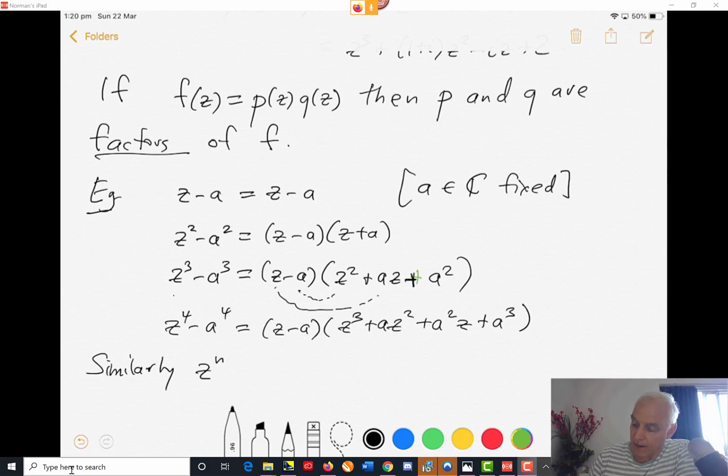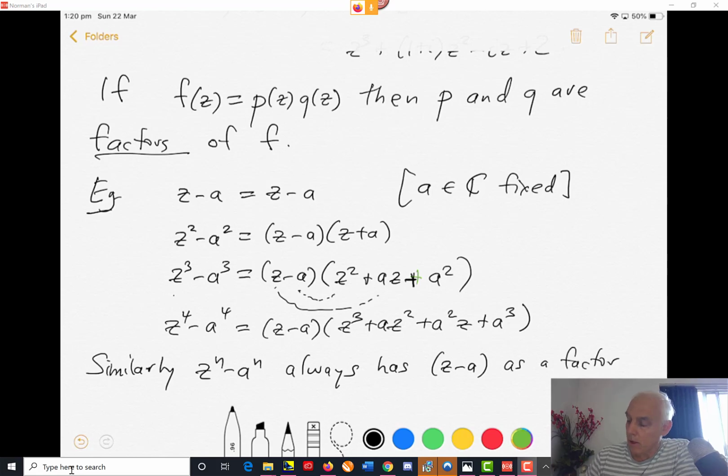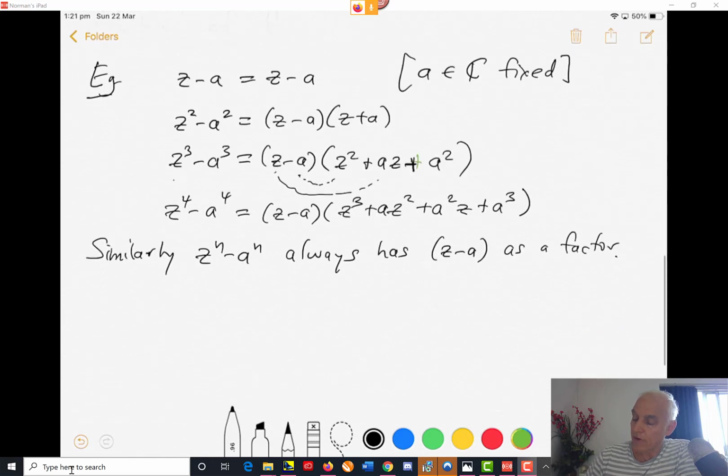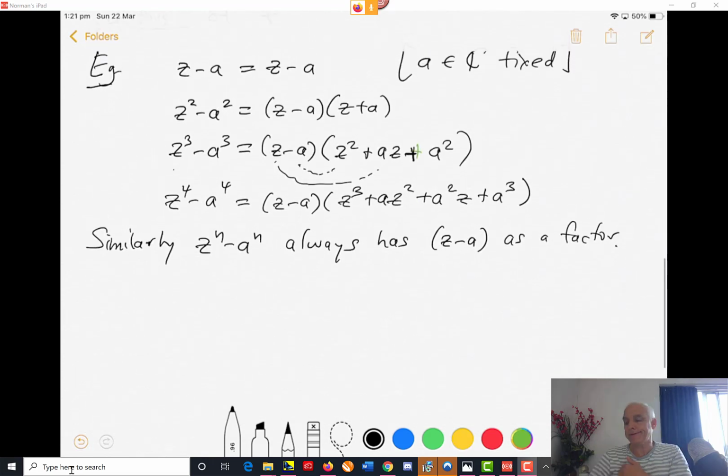z to the n minus a to the n always has z minus a as a factor. Okay, so that's important because of the following application of these identities.